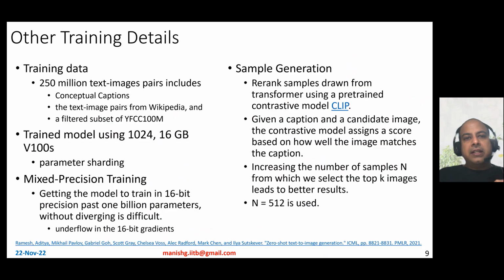Okay. So there are other details of training. The training has been done pretty rigorously. It uses 250 million text-image pairs taken from Conceptual Captions, text-image pairs from Wikipedia, and also a filtered subset of the YFCC100M dataset. The training was done using 1024 16 GB V100s, because the model is too large and therefore parameters had to be sharded across machines. Training is done using mixed precision. The authors also indicate that getting the model to train in 16-bit precision past 1 billion parameters is significantly difficult because of the underflow that happens with 16-bit gradients.